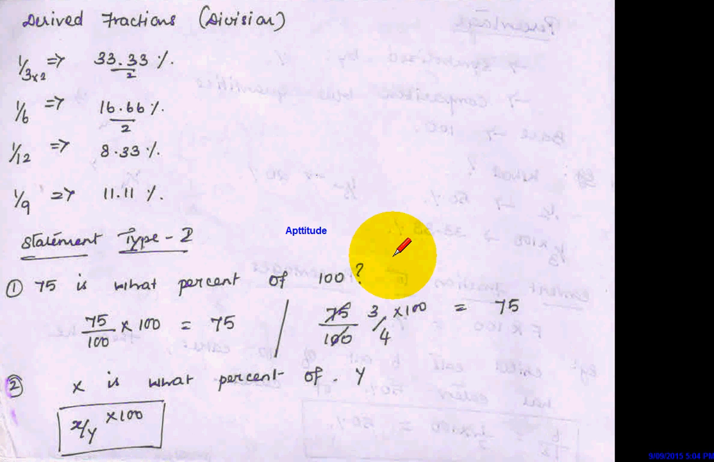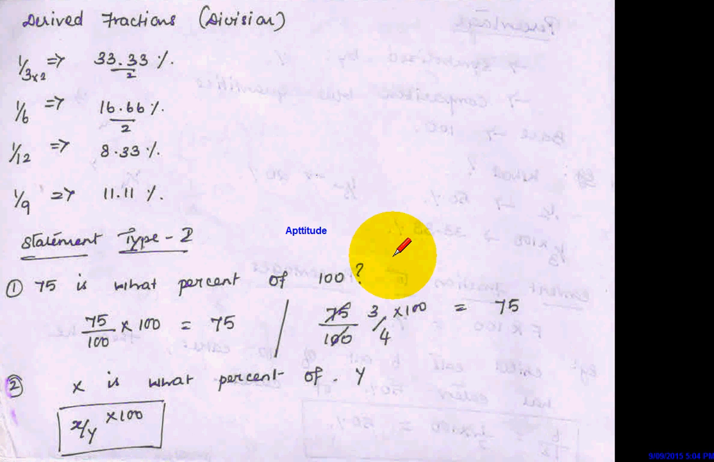Or you know that 75% is equivalent to the fraction 3 by 4. So again, if you multiply 3 by 4 into 100, you will get the answer as 75. X is what percent of Y? So Y should be in the denominator and X should be in the numerator. So always, X is what percent of Y.